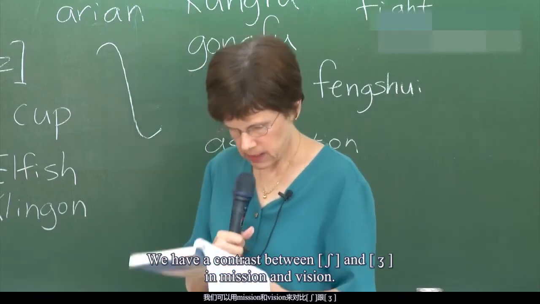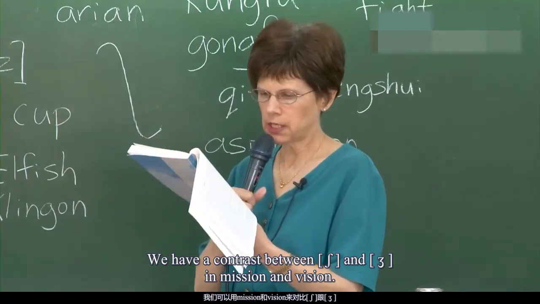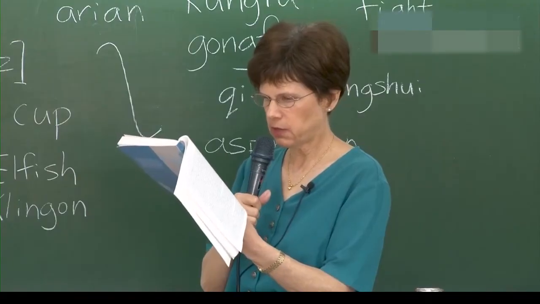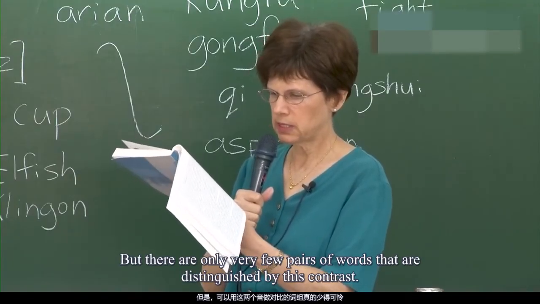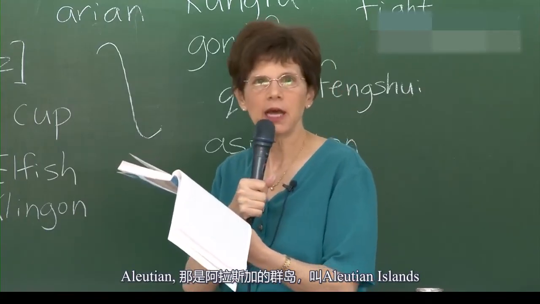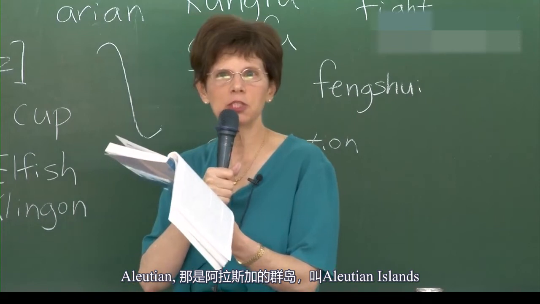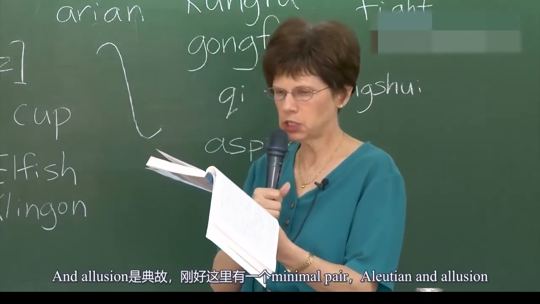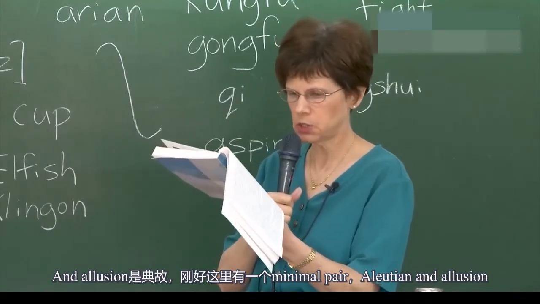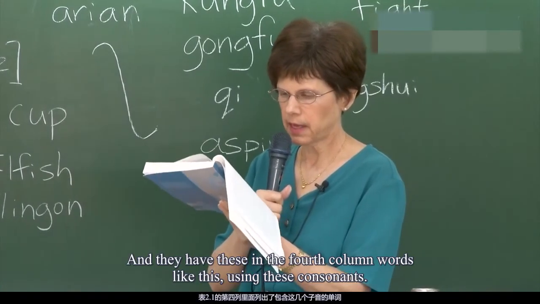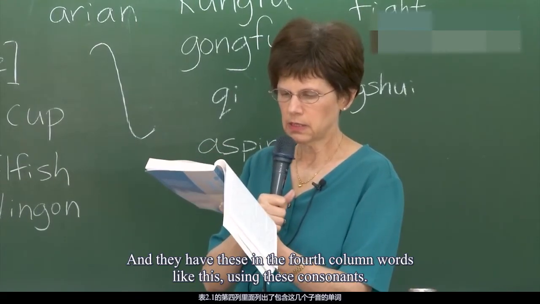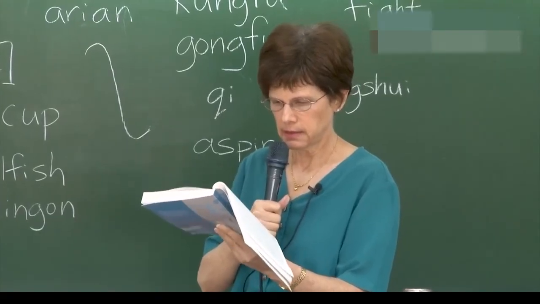We have a contrast between sh and zh in mission and vision. We're now at the bottom of 35. But there are only very few pairs of words that are distinguished by this contrast. He has another one, Aleutian, 那是阿拉斯加的群岛，叫 Aleutian Islands. And illusion 是典故，刚好这里有一个 minimal pair, Aleutian and illusion. And they have these in the fourth column, words like this, using these consonants.